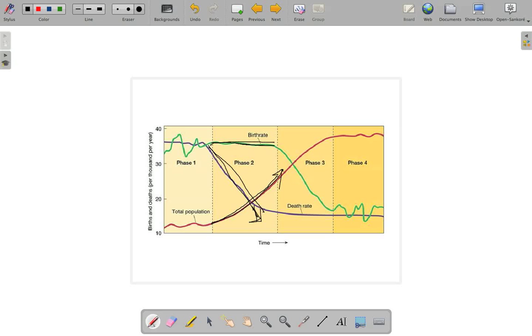Again, why is this happening? Better medical care, right? People are living longer. Fewer children are dying, right? Like over here, this could be from children dying from disease or some type of epidemic, right? And so deaths are going down, people are living longer, but still having quite a few children.